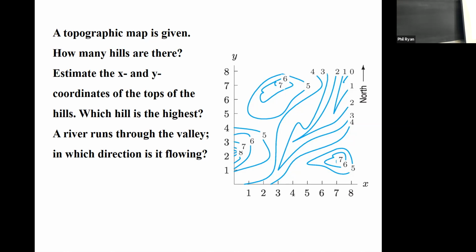Yeah, here. And that's easy. You just look for the highest contour number. A river runs through the valley. In which direction is it flowing? Oh man, you didn't realize you were doing geography today, did you?